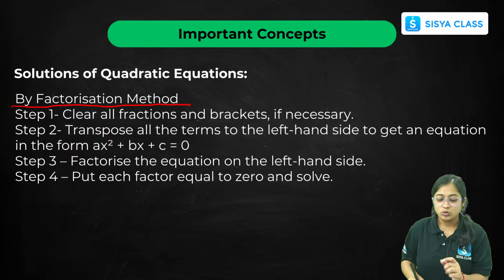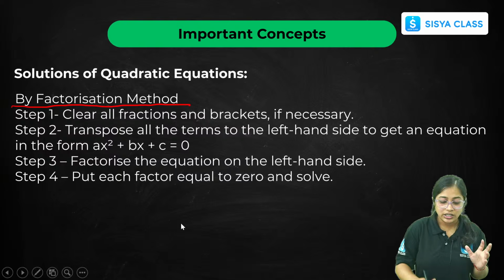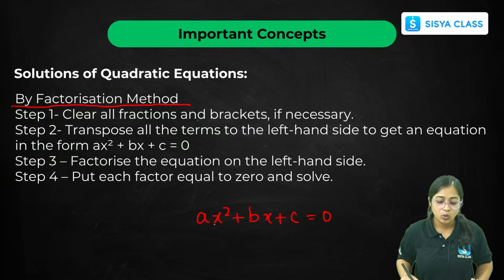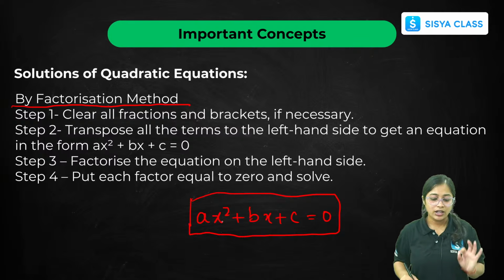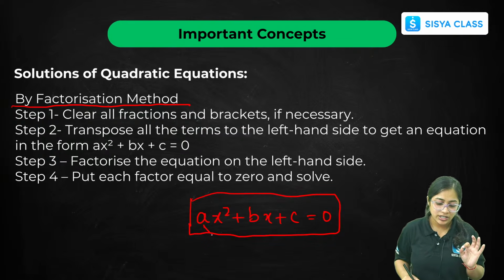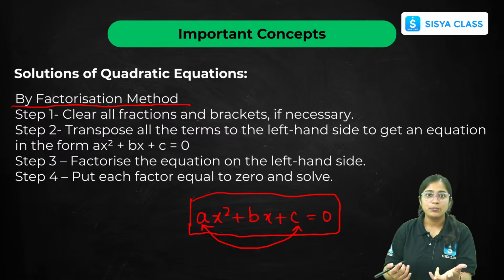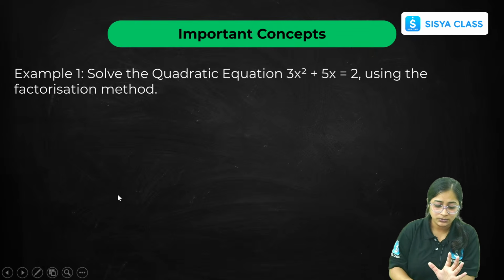In this, whatever quadratic equation you have, first you will convert your equation into this form, that is ax square plus bx plus c, okay? Your first task is to convert your equation into this form. After this, you will multiply the coefficient of x square and the constant c, and see what the factors are. Then you will simplify it. So let's see an example for the factorization method.